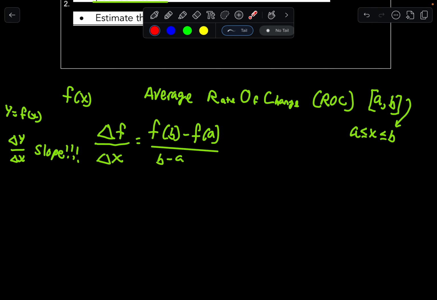So what we're doing is on a given interval of inputs. This is all about the input interval. This is all about x, right? So between x equals a and x equals b, the average rate of change of the function is just going to be the value at b minus the value at a all over b minus a.